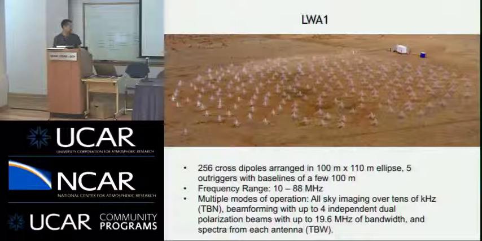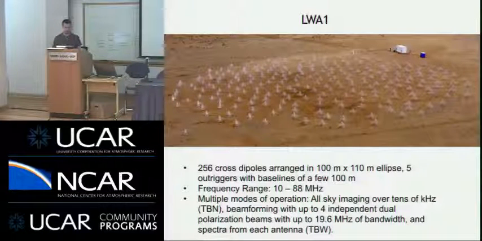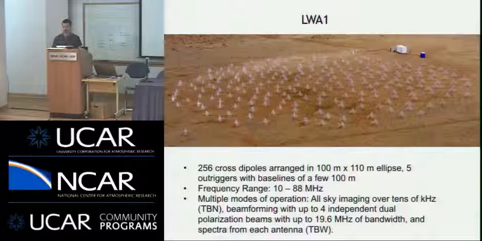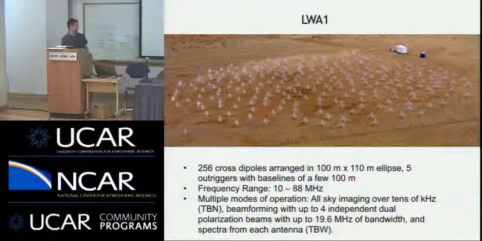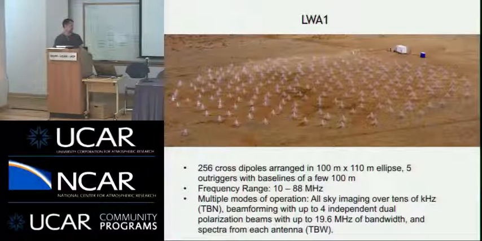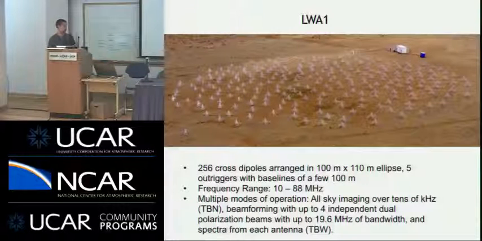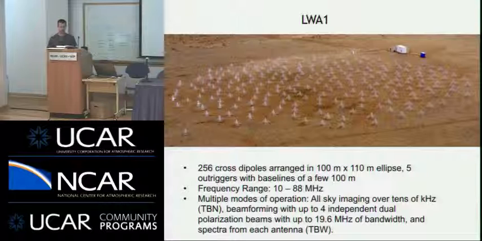We get dual polarization, and you can get full Stokes out of them. You can do up to 19.6 megahertz of bandwidth per beam, per tuning. Another way that we use LWA1 is all-sky imaging. You take all of the array and do a correlation at one frequency, which has a few tens of kilohertz of bandwidth.